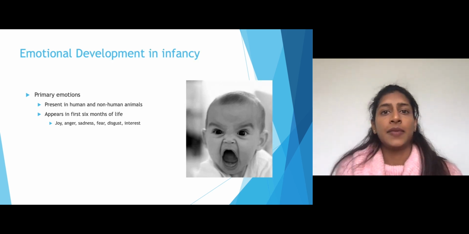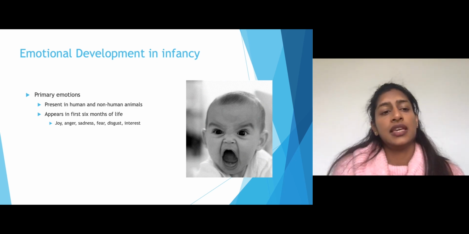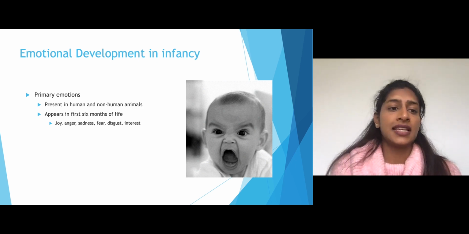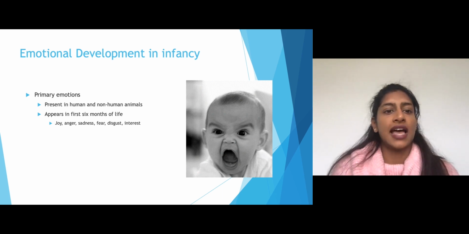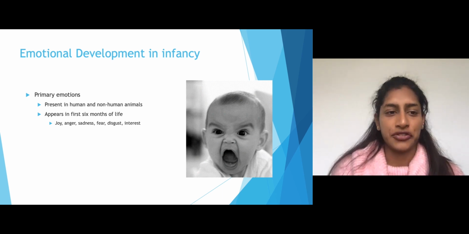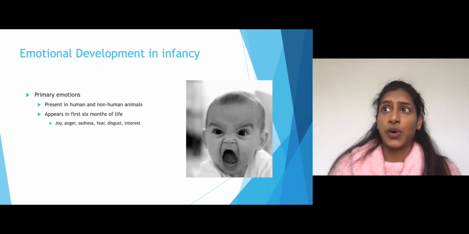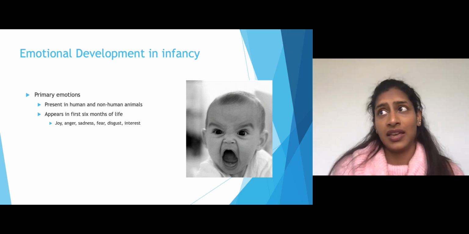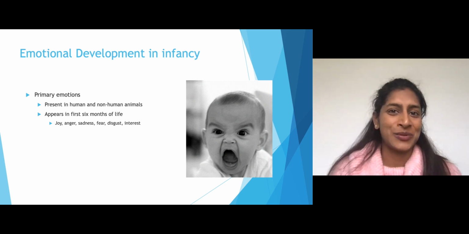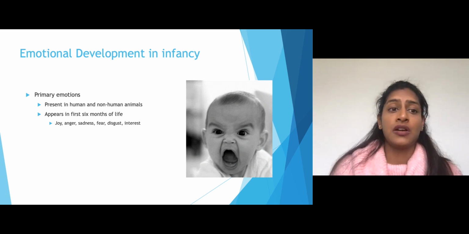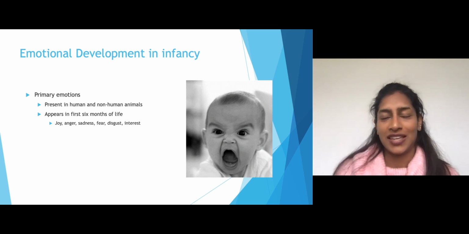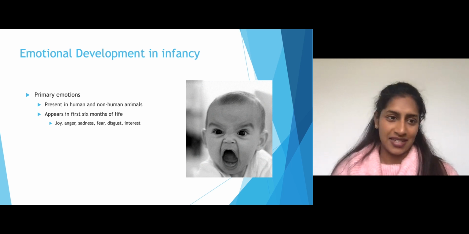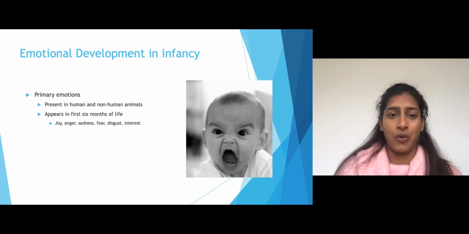In general, we tend to have something called primary emotions. This is a set of six emotions that we often all have: joy, anger, sadness, fear, disgust, and interest. We call these primary emotions. They're present in human beings, but we also actually see them in non-human animals as well. And they tend to appear during the first 6 months of life. So something that we actually see pretty early on. We can tell when a child is upset, right? Or angry or disgusted.